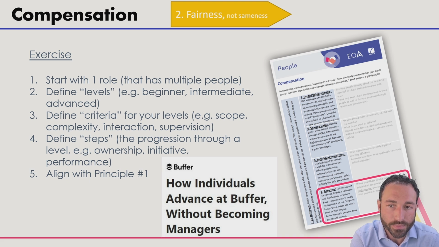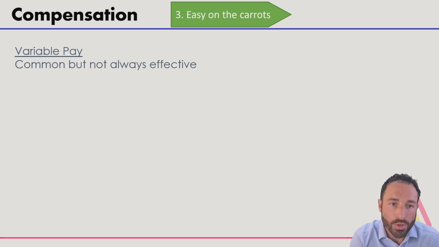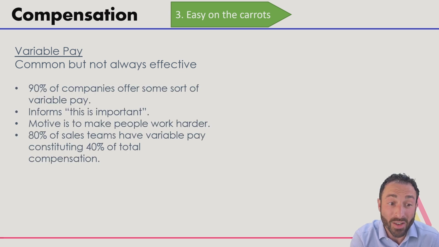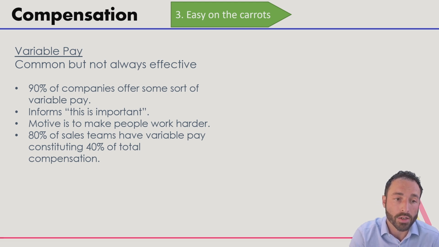Okay, on to design principle number 3, easy on the carrots. The metaphor here being that we often dangle a carrot in front of a donkey in order to get it to move forwards. So the idea here is that we often have variable pay. We often dangle the carrot. It's very common in businesses, but it's not always effective. A staggering 90% of companies offer some sort of variable pay somewhere in their structure.